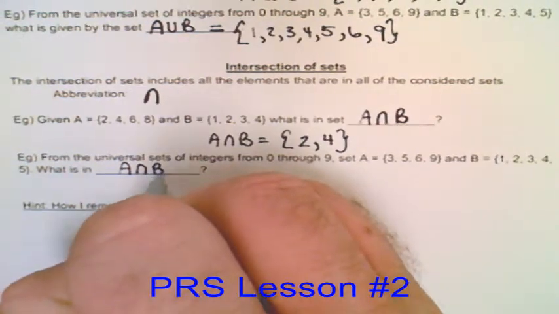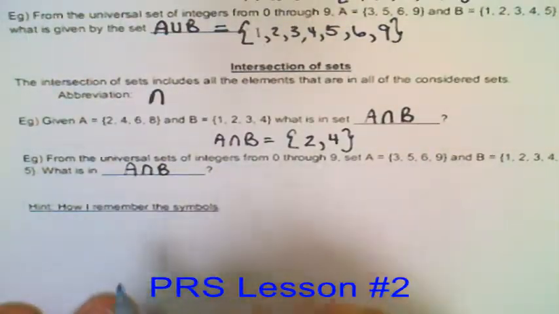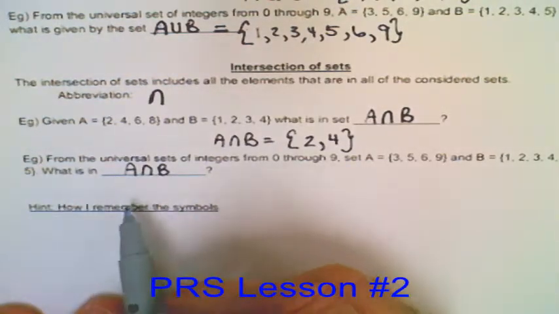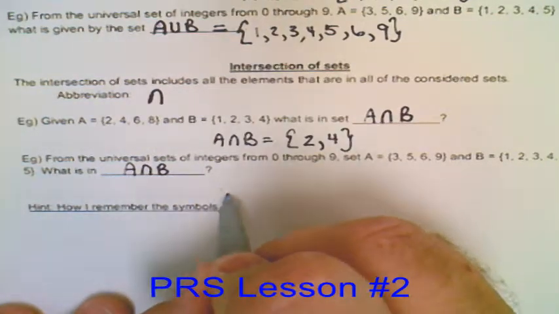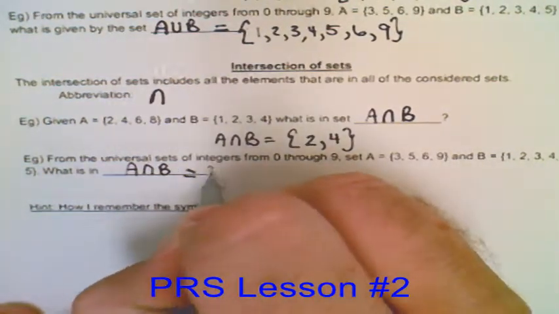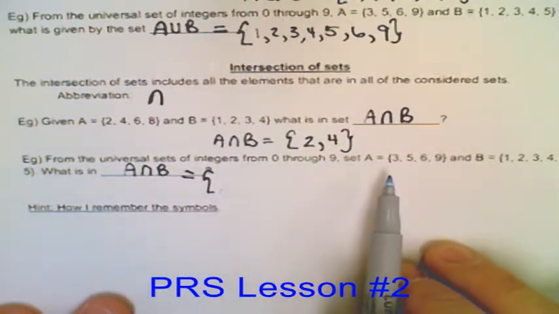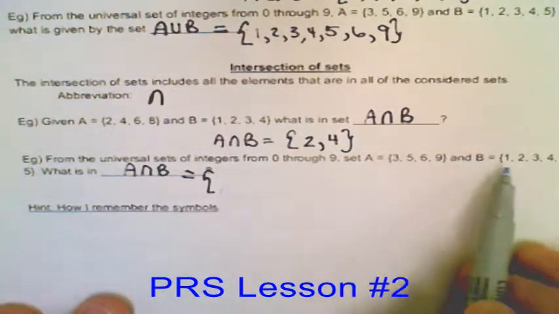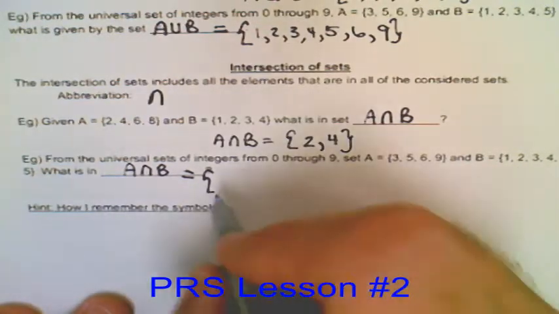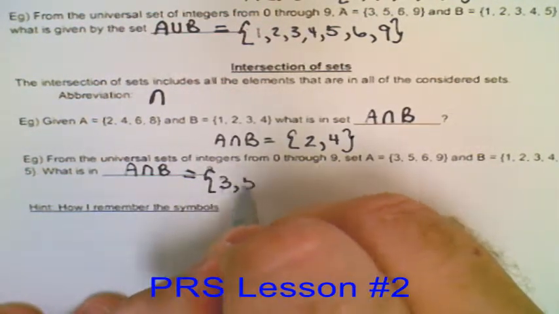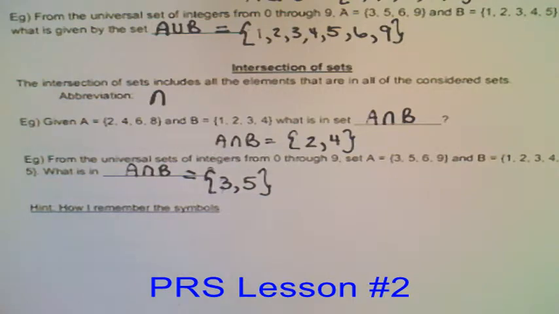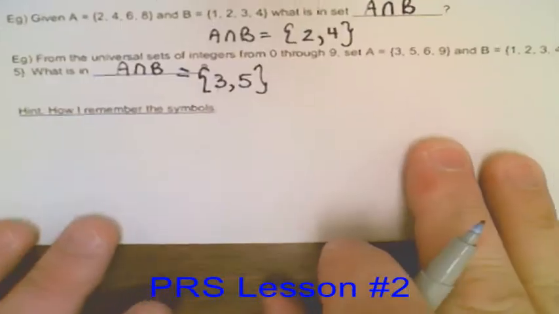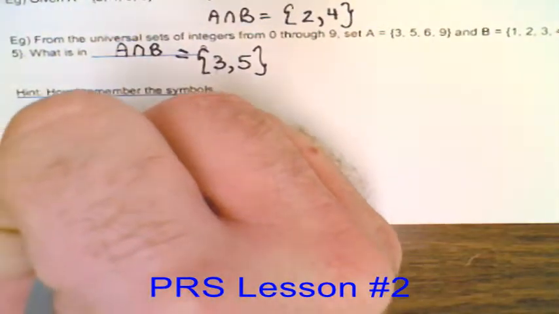When I look at this from the universal set of 0 through 9, A is 3, 5, 6, and 9, B is 1, 2, 3, 4, 5. What is in A intersection B? I'm thinking that this is going to be kind of like an and, so I look from there. A intersection B is going to include the elements. I've got a 3 in both, then a 5 in both, and that's it. So these are going to include the elements 3 and 5, and that's all that ends up being used.